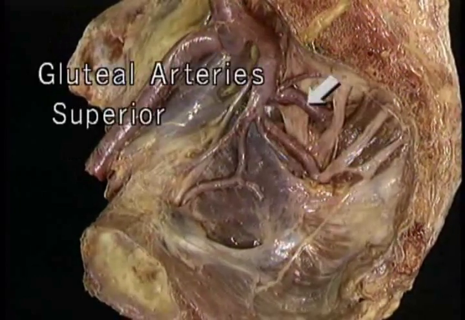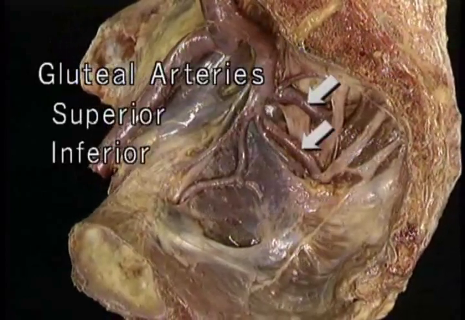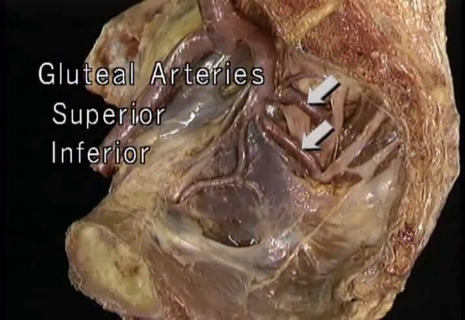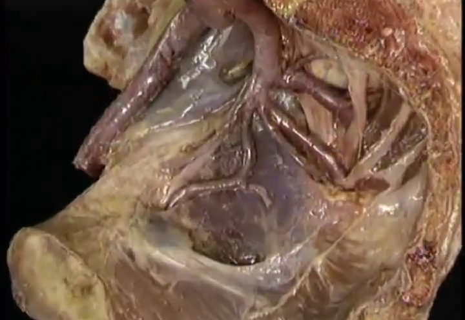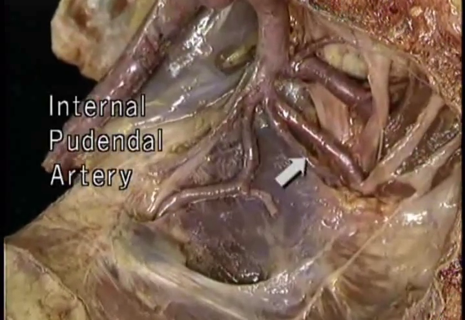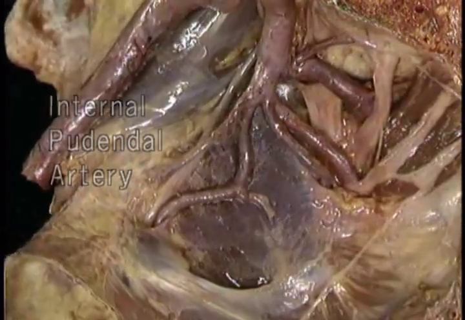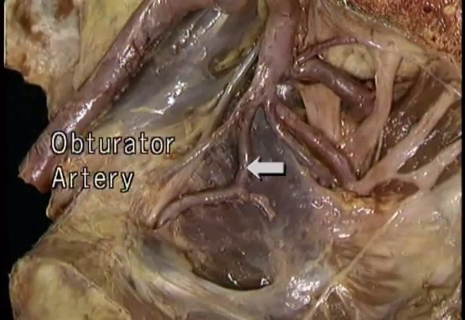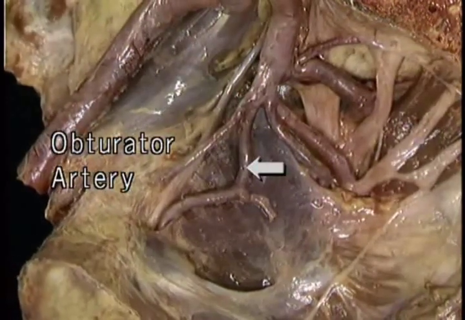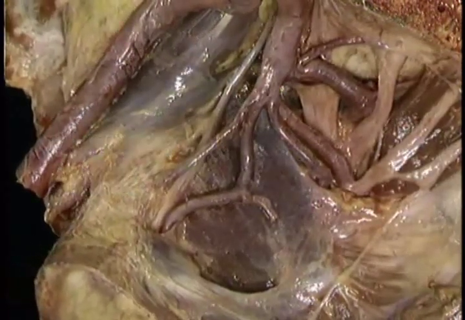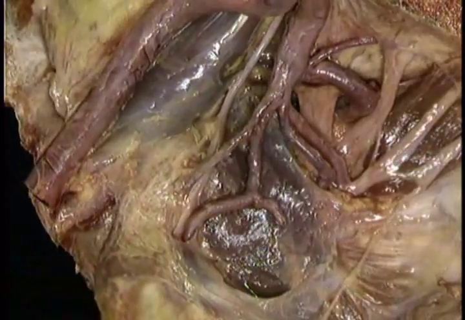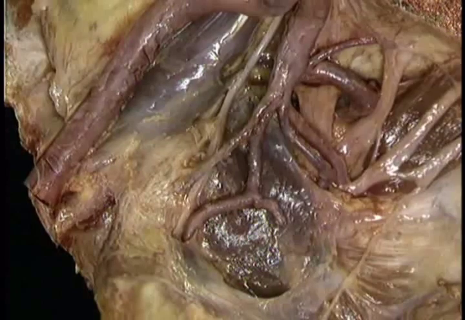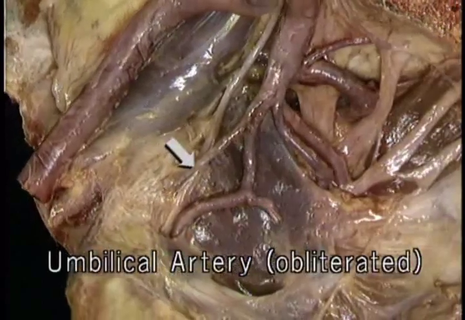This is the superior gluteal artery. This is the inferior gluteal. They pass through the greater sciatic foramen to supply the buttock region. This is the internal pudendal artery, which we'll return to in a minute. This is the obturator artery, passing forwards into the obturator canal, along with the obturator nerve. The most anterior branch of the internal iliac comes to a blind end. In the fetus, it's the umbilical artery.